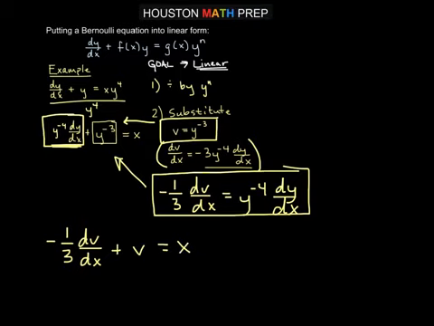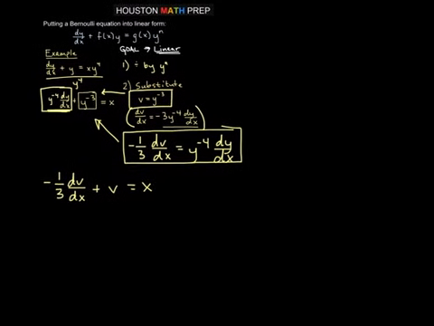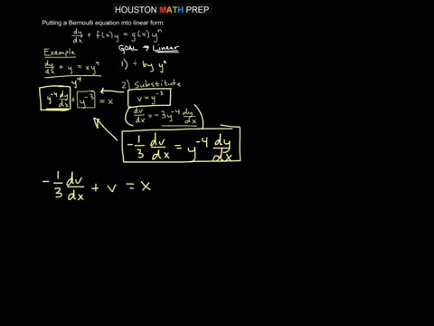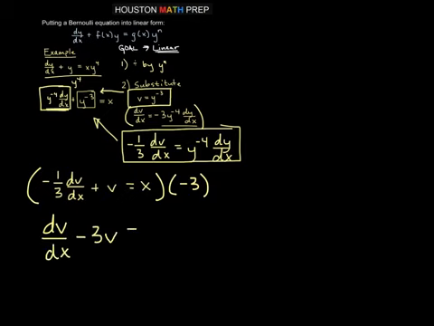And now this is linear, and we just want to do a little adjusting for that -1/3. So we'll go ahead and take the entire equation here and multiply by -3 to clean up that first term. So that gives us dv/dx minus 3v equal to negative 3x.